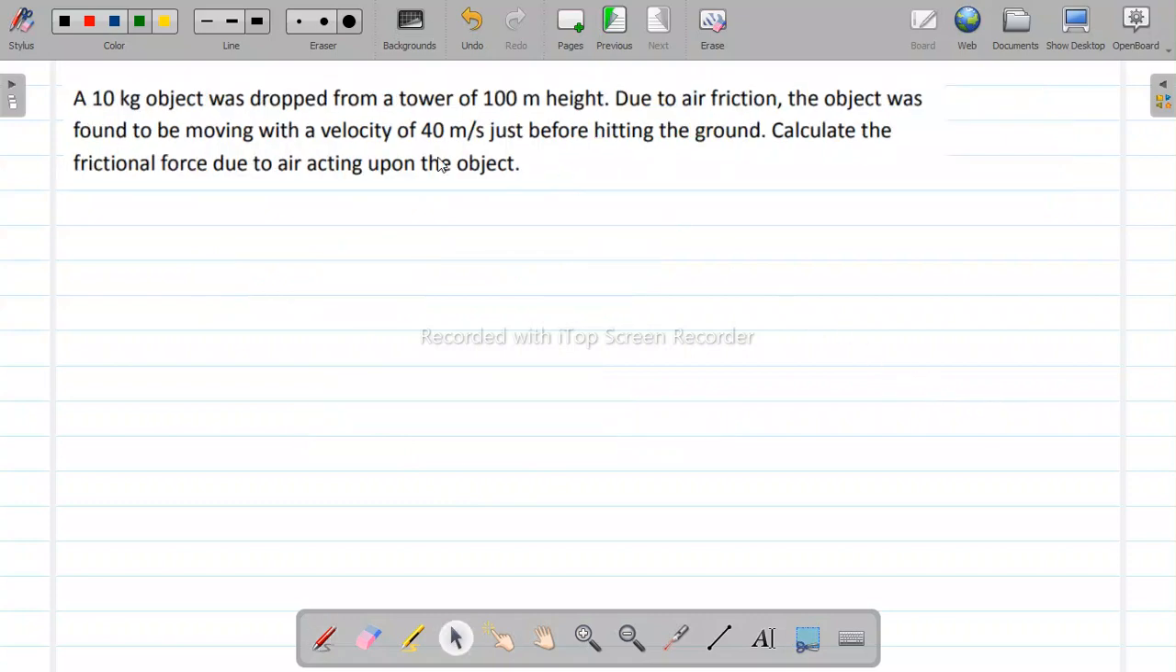Another question for the conservation of energy, that too in the presence of a resistive medium. They are telling you a 10 kg object, mass is 10 kg, was dropped from a tower of 100-meter height, the height of the tower is 100 meters. Due to air friction, the object was found to be moving with a velocity of 40 meters per second just before hitting the ground. Velocity is 40 meters per second. Calculate the frictional force due to air acting on the object. So we'll write conservation of energy.